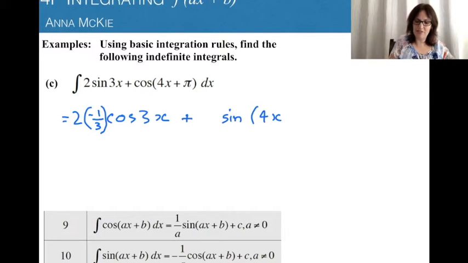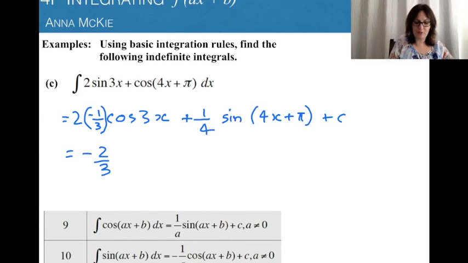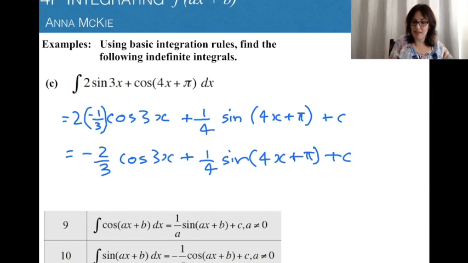You copy and paste 4x plus pi. Don't be nervous about the fact that pi looks like a symbol. It is, but as we know, pi is a number, about 3.14. So it is in this ax plus b form, and we must go 1 over the a, so 1 over 4. And then we tend to tidy that up. So we're going to have negative 2 on 3 cos of 3x plus a quarter sine of 4x plus pi, close the bracket, plus c. Don't forget your plus c.